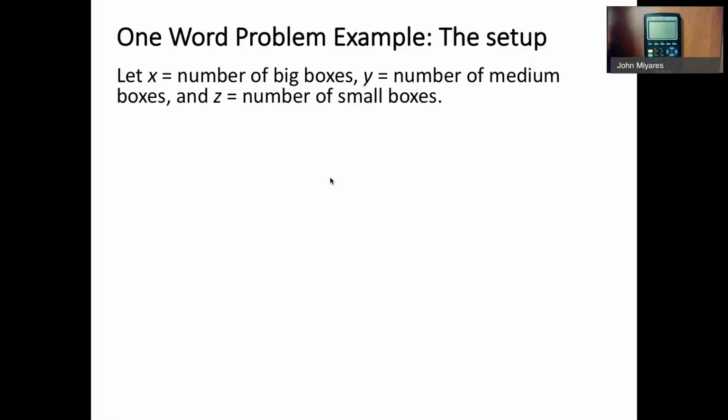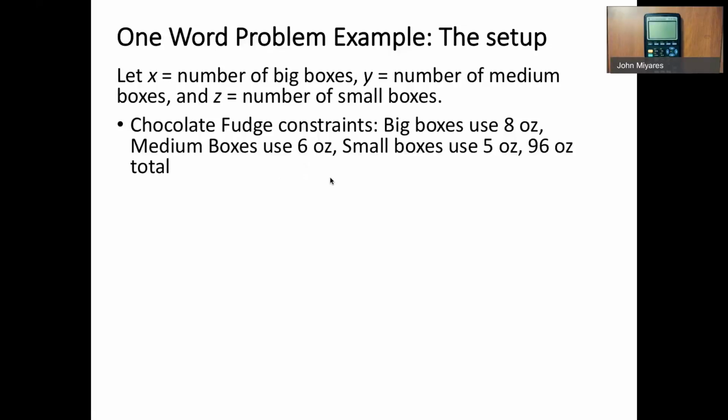Looking at the different types of fudge available, we know that for chocolate fudge, big boxes contain 8 ounces, medium boxes contain 6 ounces, and small boxes contain 5 ounces. And we have 96 ounces of chocolate fudge altogether. This can translate into the equation 8x plus 6y plus 5z equals 96. That's essentially saying I've got 8 ounces of chocolate fudge in a big box times X amount of big boxes, plus 6 ounces of chocolate fudge in a medium-sized box times Y number of medium boxes, plus 5 ounces of chocolate fudge in a small box times Z number of small boxes will add up to the 96 ounces of chocolate fudge that we have.